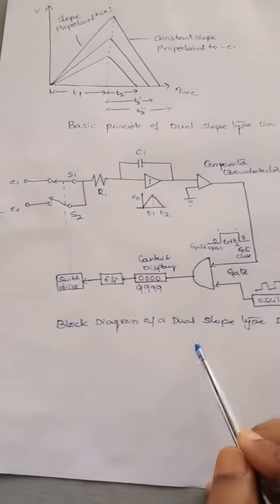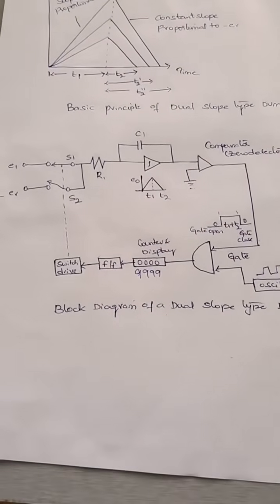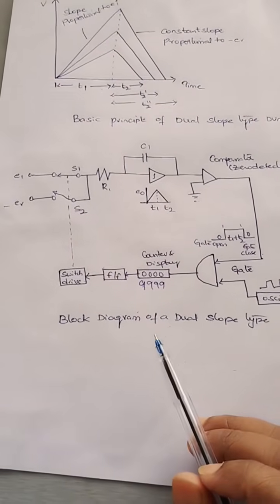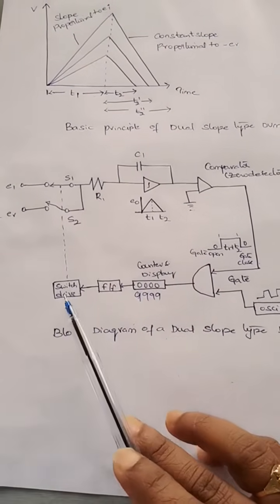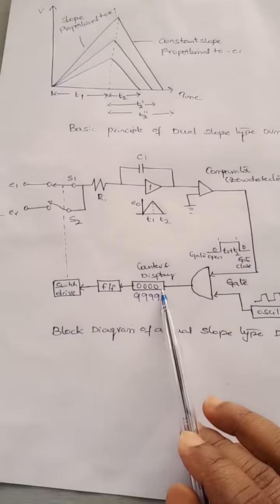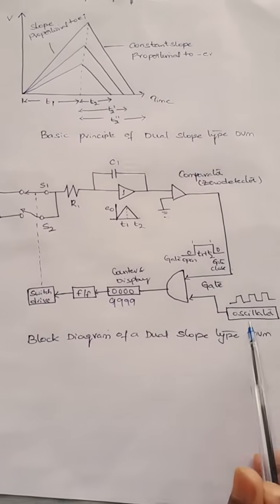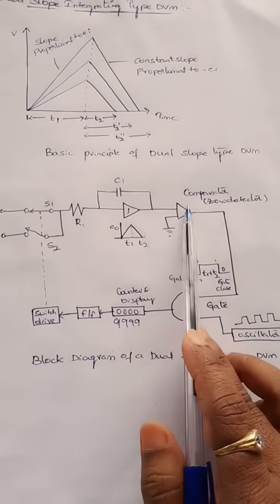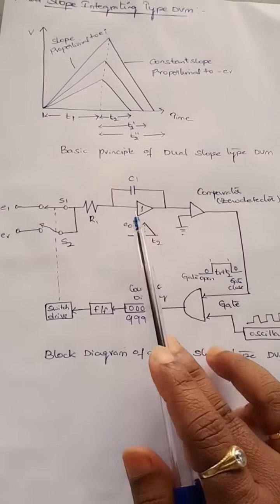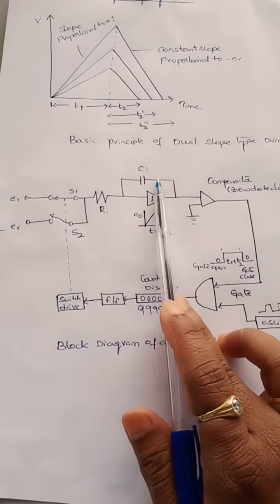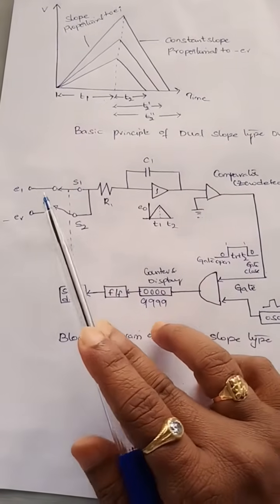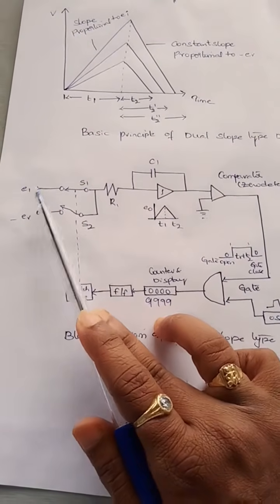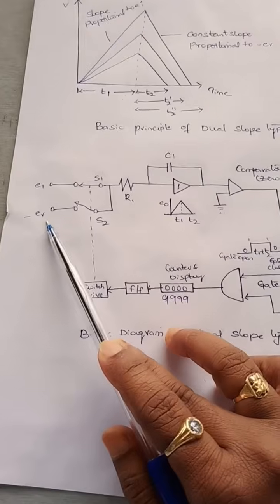Now we'll come to the block diagram explanation of dual slope integrating type DVM. Based upon the principle of dual slope integrating type DVM, this is the block diagram. It consists of a switch drive, flip-flop, counter display, an AND gate, the oscillator, and the comparator generally called a zero detector. This is the integrator and the capacitor, resistor R1, and switches S1 and S2. This is the input voltage EI and this is the negative voltage ER.